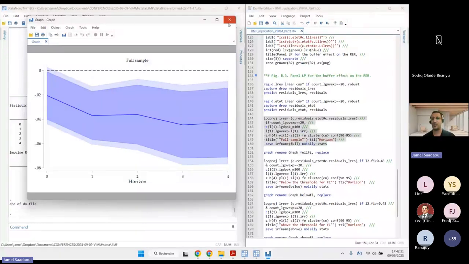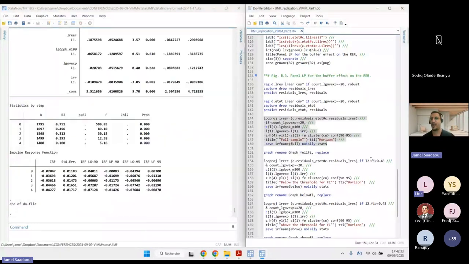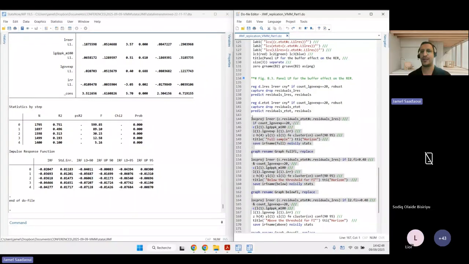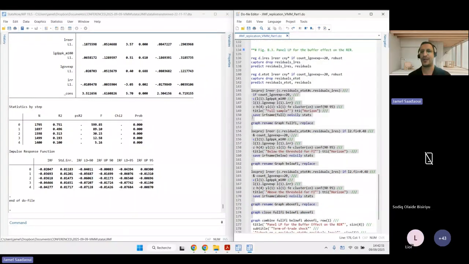So you can use the same code and say, okay, I will look below a certain level of financial integration and see what is happening here, and here above. Okay. So I speed up a bit because I spent a lot of time here, but that's good for the rest.